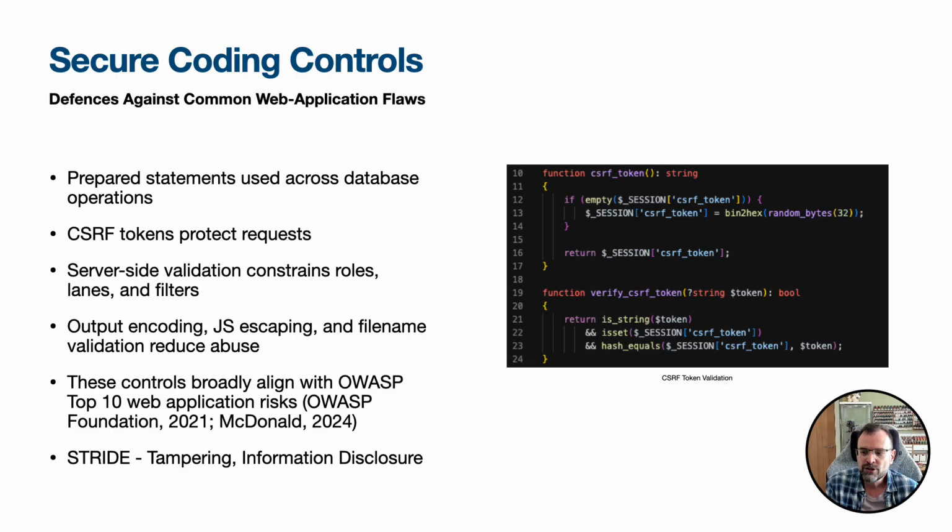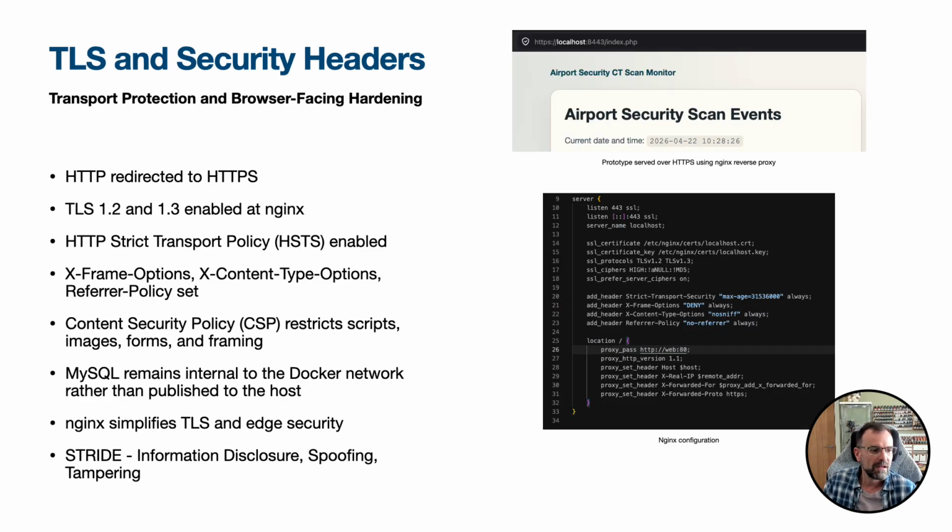This mainly reduces the risk of tampering and information disclosure if we map it to STRIDE. Also aligned with the best practices highlighted in the OWASP Top 10 with respect to injection, cross-site scripting and access control issues. Also included are transport and browser hardening.